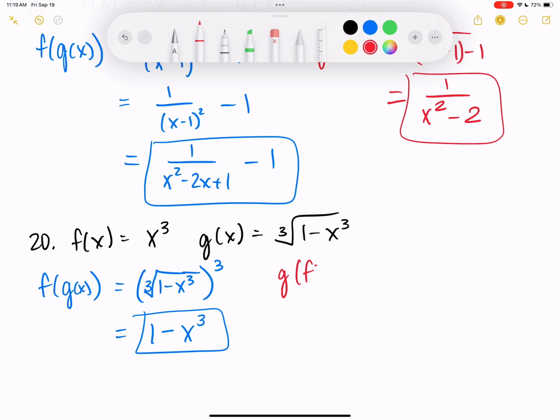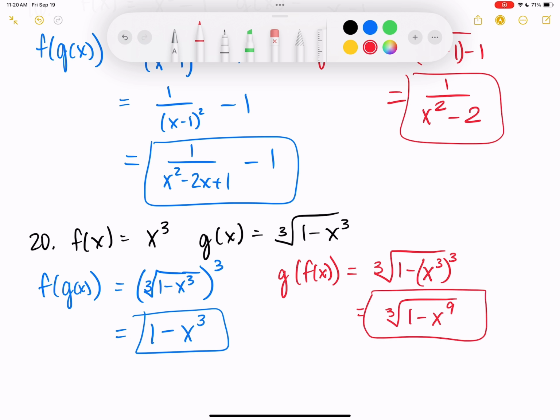Then g of f of x is the cube root of 1 minus x cubed cubed, which is the cube root of 1 minus x to the 9th, and that's it for that one.